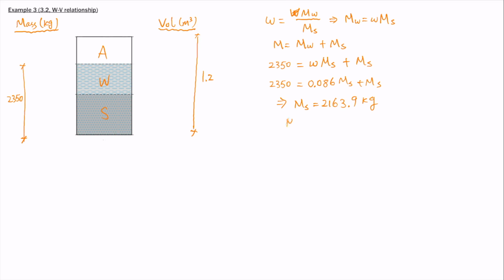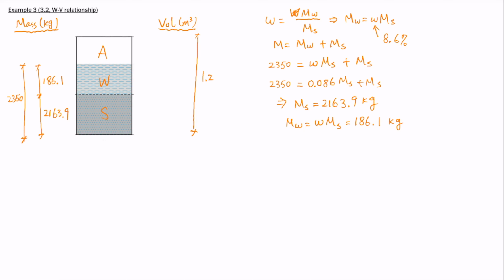And then mass of water is simply moisture content times mass of solids. And if you plug in these numbers, you get 186.1 kilogram. Okay. And again, this is 8.6% or 0.086. Now we have the mass of water and mass of solids. So let's put them on this phase diagram. So mass of solids, 2163.9, and mass of water is 186.1. Okay. So we completed the mass side of the phase diagram.